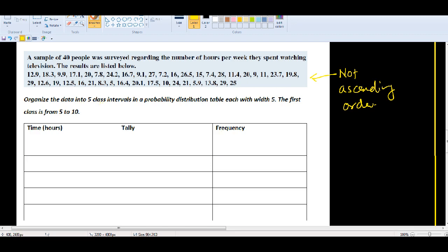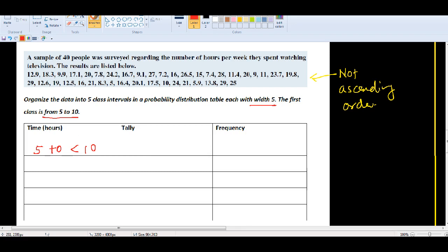Organize data into 5 class intervals, so there are 5 of them, with width 5. They give you the instruction that the width should be 5. The first class is from 5 to 10, so the first class is 5 to less than 10. This is data about the number of hours per week spent watching television. You need to find out how many data values are from 5 to less than 10.